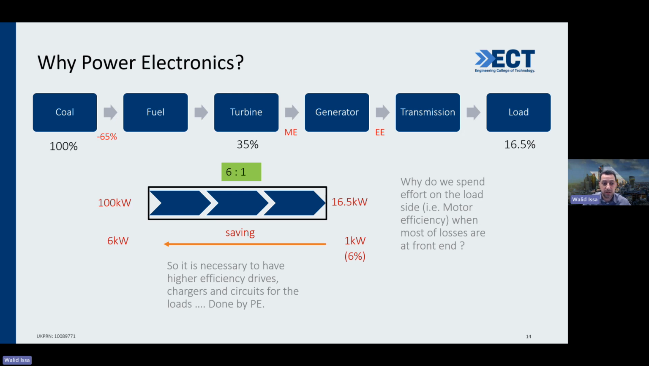That's because we need to make more savings, because the saving backward will be from 1 kilowatt to 6 kilowatt.